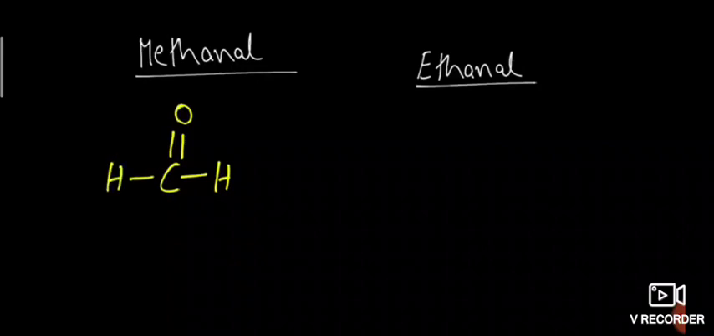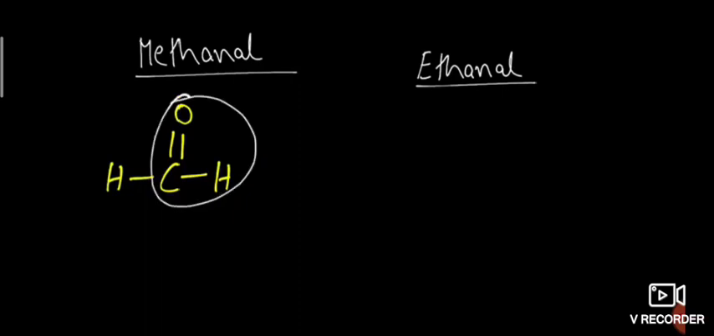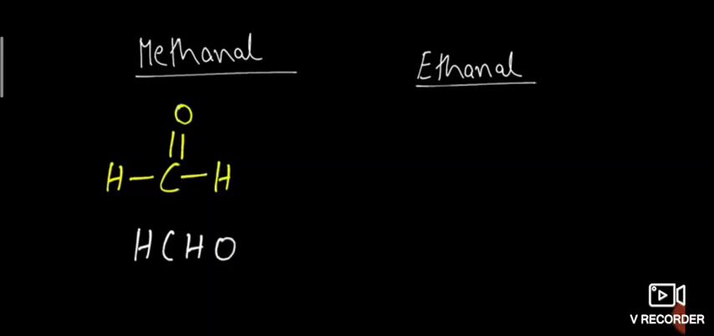Now, what is the formula? HCHO. How to write the formula? CHO is a functional group, so we should not separate it. So HCHO is the formula for methanal.